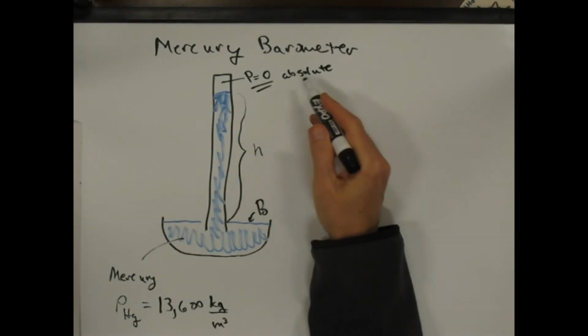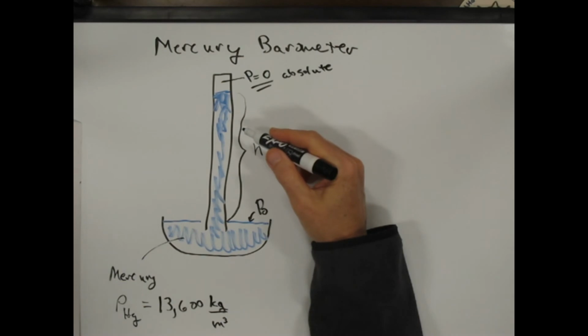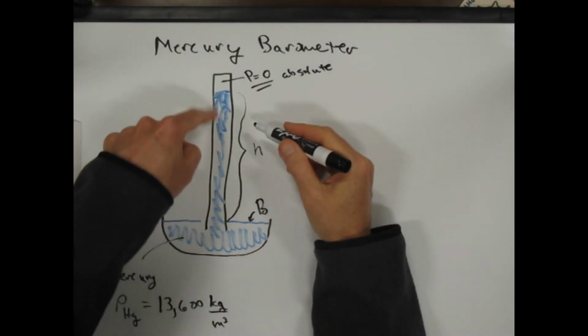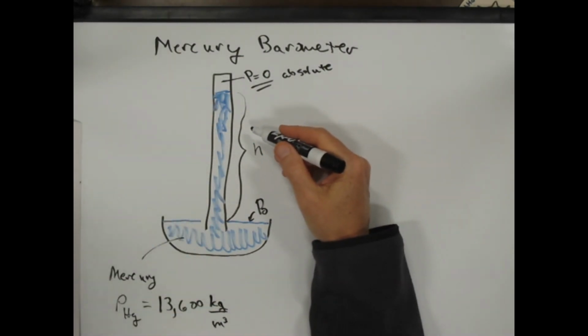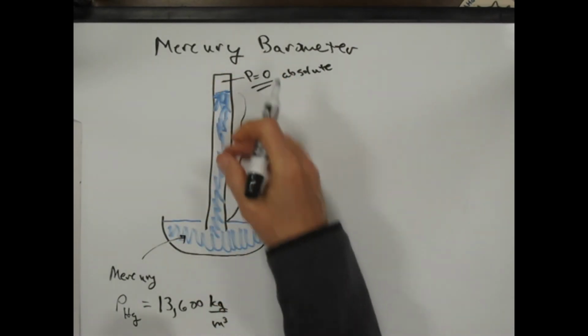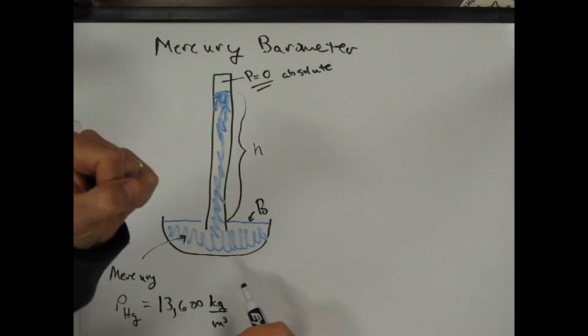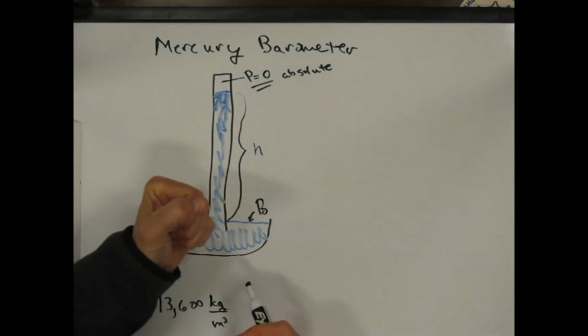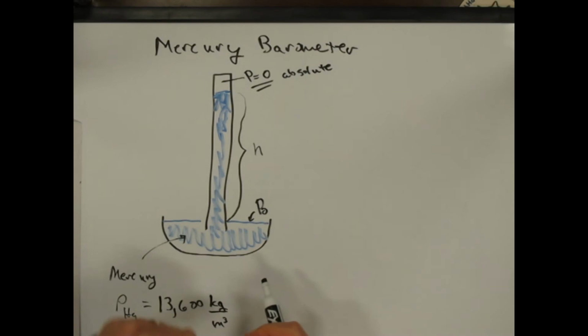So this is a mercury barometer, and basically it is a tube that's filled with mercury. The blue stuff is mercury. And so you take a tube and fill it with mercury all the way to the top, and then you turn it upside down in a pool of mercury, and so it looks like this, and it's supported somehow. Don't worry about that, or at least I won't worry about that.